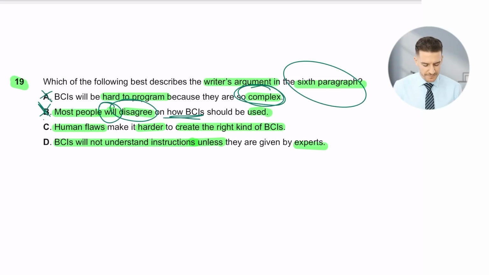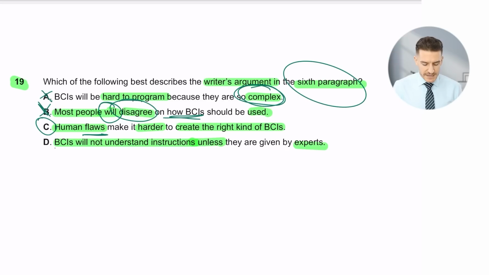C: Human flaws make it harder to create the right kind of BCIs. Yes, that looks good. Okay, because remember we talked about that word flaw. If something is flawed or if something has a flaw, it means that something is not perfect. There is something not good about that thing.